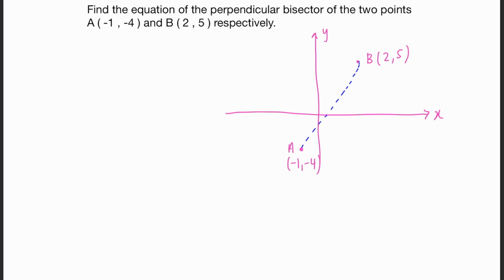So what is a perpendicular bisector? It's actually a line that cuts through this line equally and it is perpendicular to the line AB itself. Notice that this perpendicular bisector passes through the midpoint of A and B. So this is the midpoint of A and B. What we're going to do is find the equation of this perpendicular bisector.